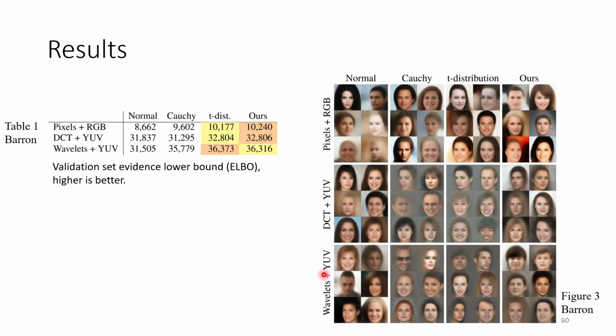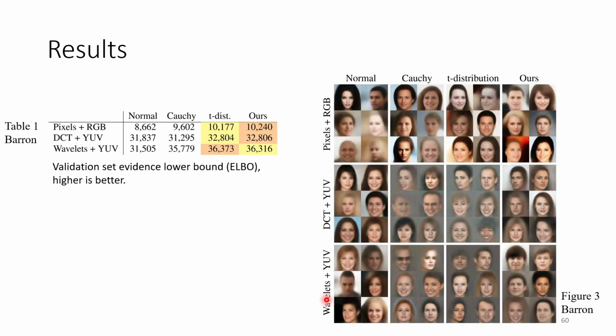Again, this is the wavelet plus the YUV space. And the difference between wavelet and DCT is that the pattern, or the basis, of a DCT transform is fixed.